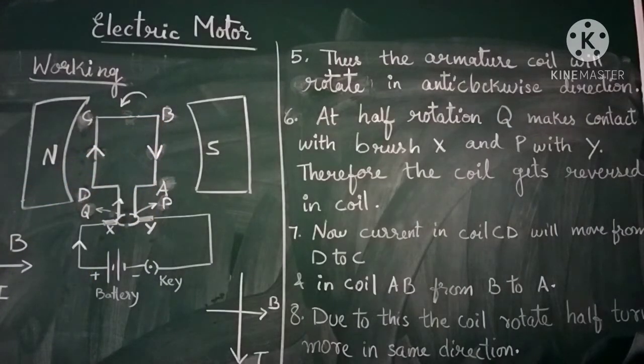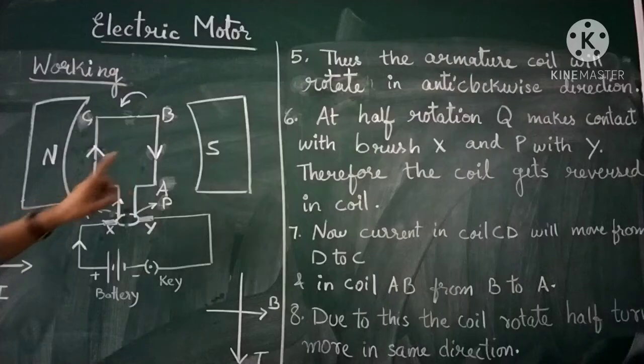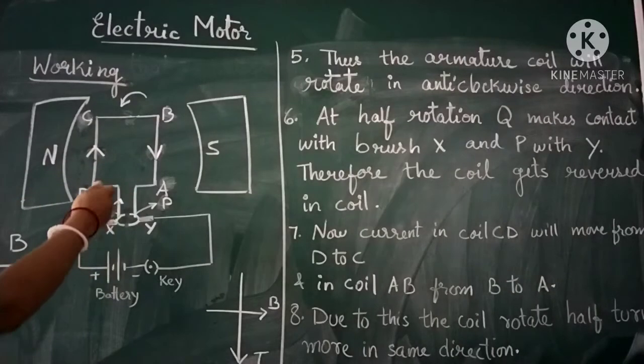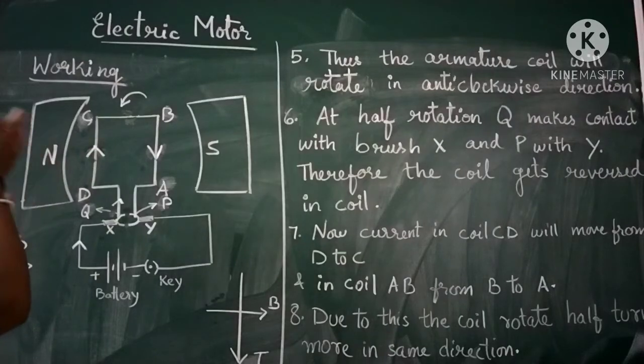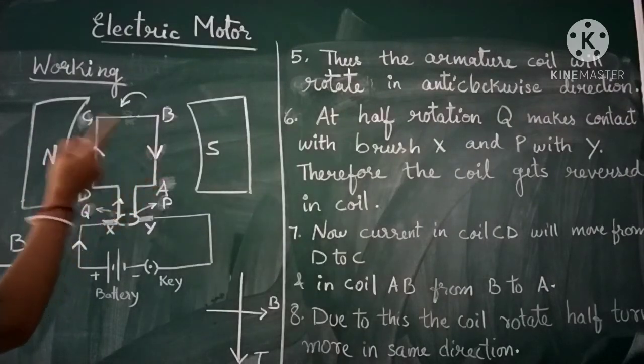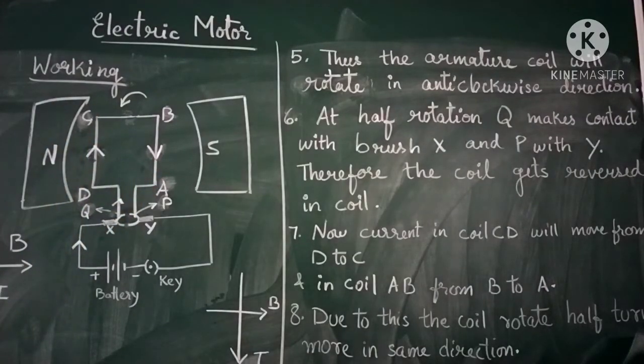And because of this, another half rotation in the same direction will continue. Because of force, an inward force will act on CD and an outward force will act on AB. Earlier, inward force was acting on AB. Now everything has become reversed, okay? So because of it, the half rotation will continue in the same direction and one complete rotation will be over.